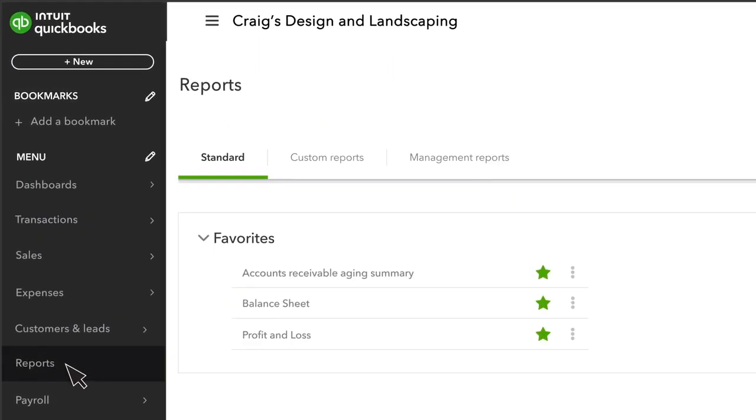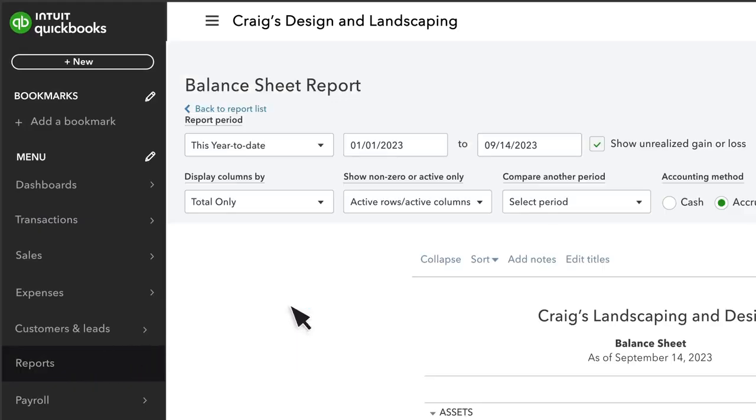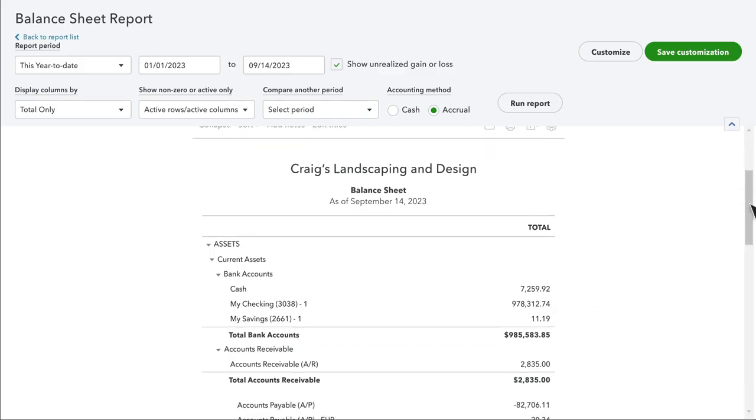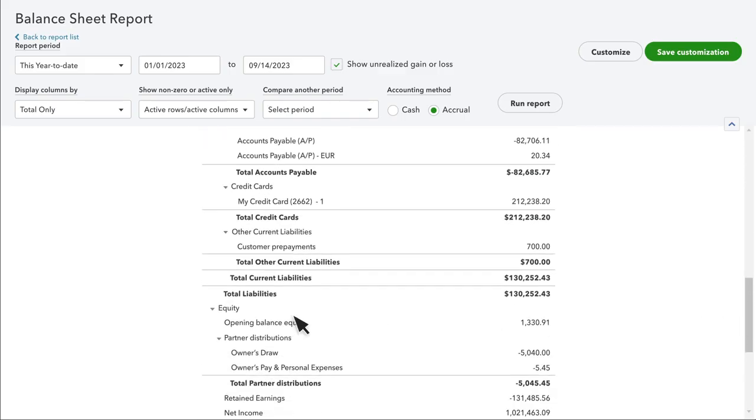Select Reports, Balance Sheet. The transactions decrease your bank account balance. That's good, because the owner used money from the bank account to make purchases and pay themselves. The transaction also decreased equity. Equity is what the business is worth to the owner, and when the owner takes a draw or spends the company's money on themselves, the business has less value for them. So this makes sense too.